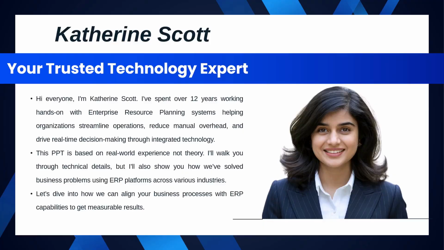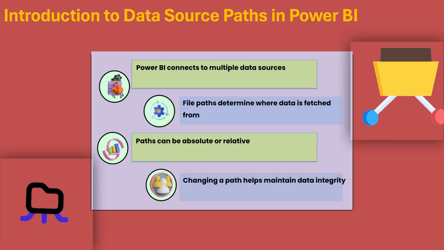Think of data source paths as the home addresses of your files. Power BI constantly visits them to pick up data like an efficient mail carrier. But sometimes files move, whether it's an accidental click or a company-wide shuffle. Absolute paths are like fixed home addresses, while relative paths are more flexible. Keeping these paths updated ensures your data stays reliable, because let's face it, nobody likes outdated reports, especially your boss.